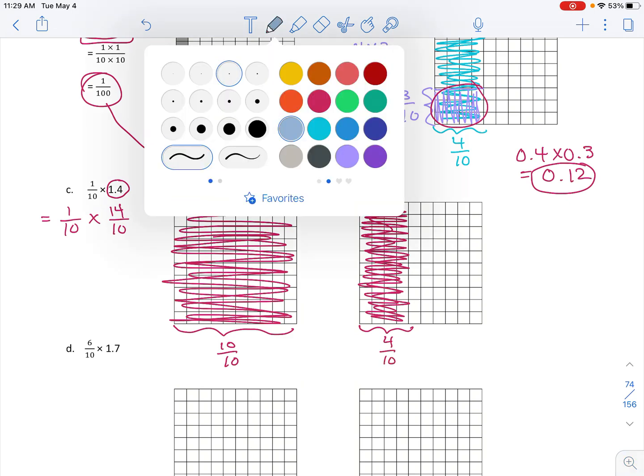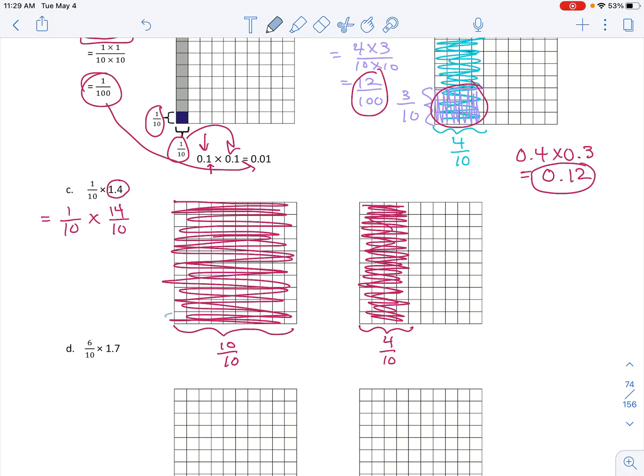Now we want 1/10 of this. Well, 1/10 is just one of these little things. And notice I color in just the colored section of these. And we really have 1 times 14 over 10 times 10. We end up with 14 hundredths. And if we count 1, 2, 3, 4, 5, 6, 7, 8, 9, 10, 11, 12, 13, 14.